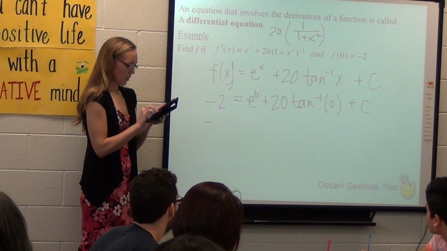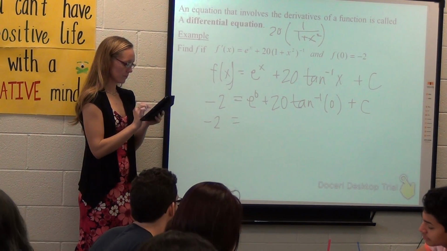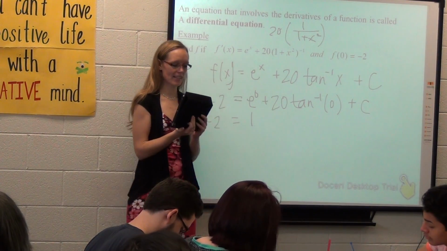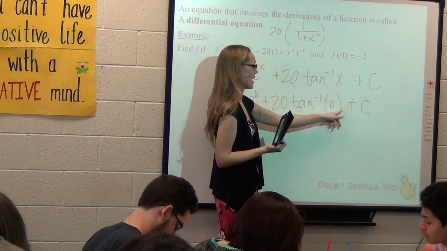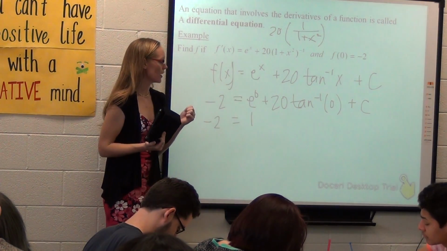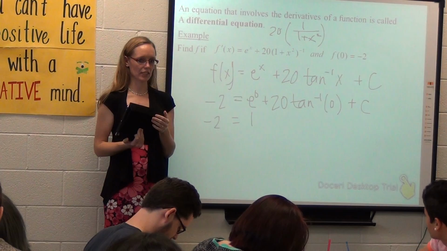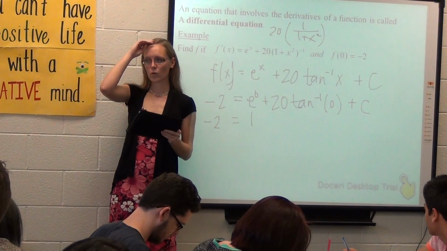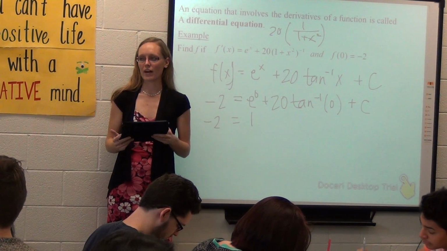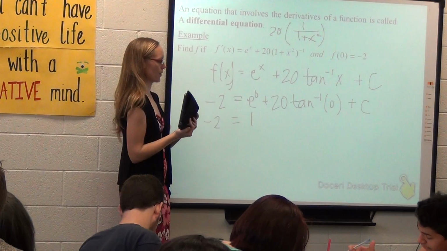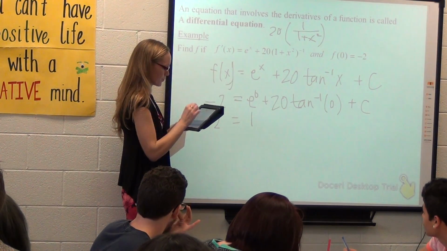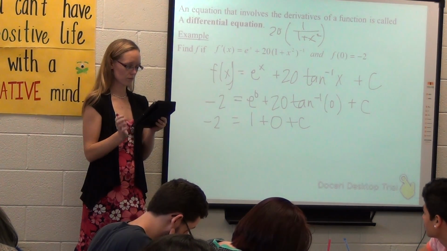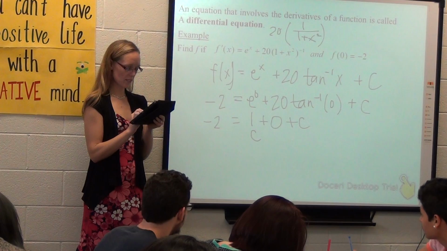What is e to the power of 0? 1. What about inverse tangent of 0? 0. So remember this question, we're asking ourselves, at what point does tangent equal 0? Tangent is going to equal 0 when we're at 0. If you think of the unit circle, when we have sine over cosine, that would be 0 over 1, the degree or radian measure 0. So 1 plus 0 plus c is going to equal -2. So what does c equal?